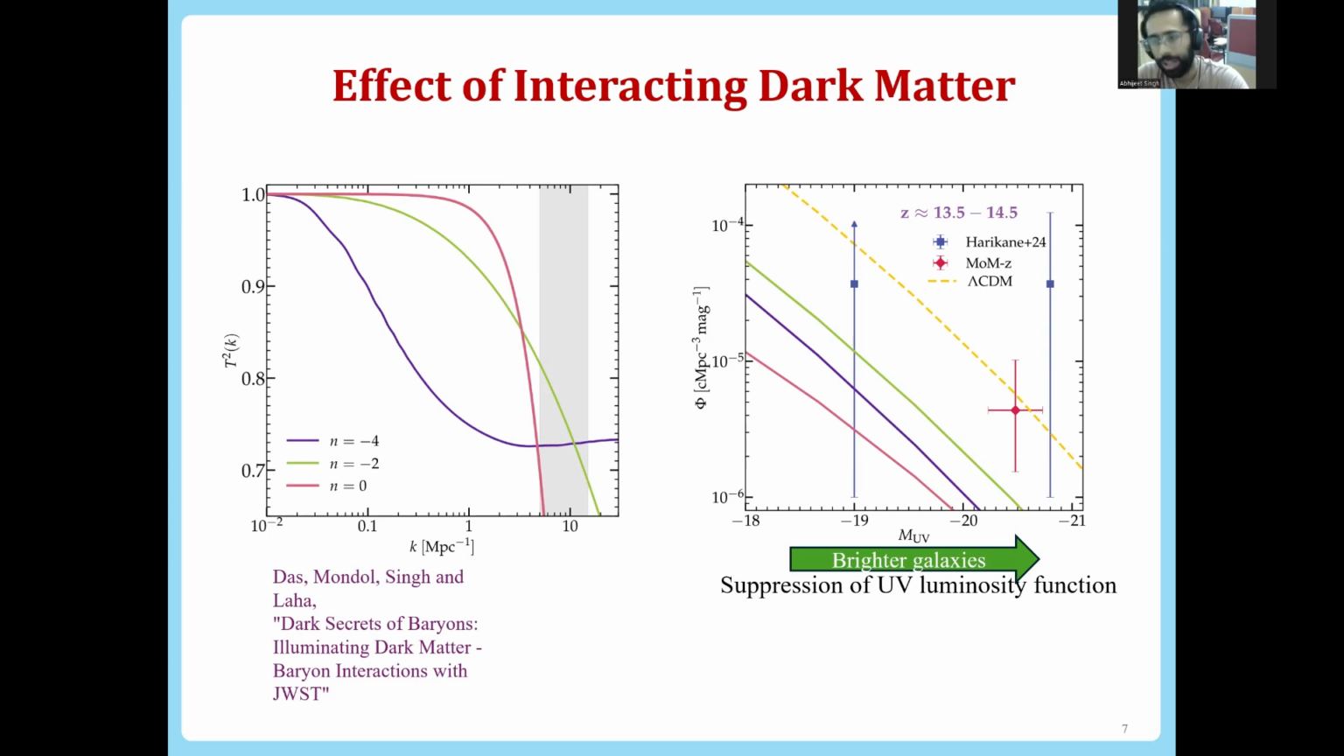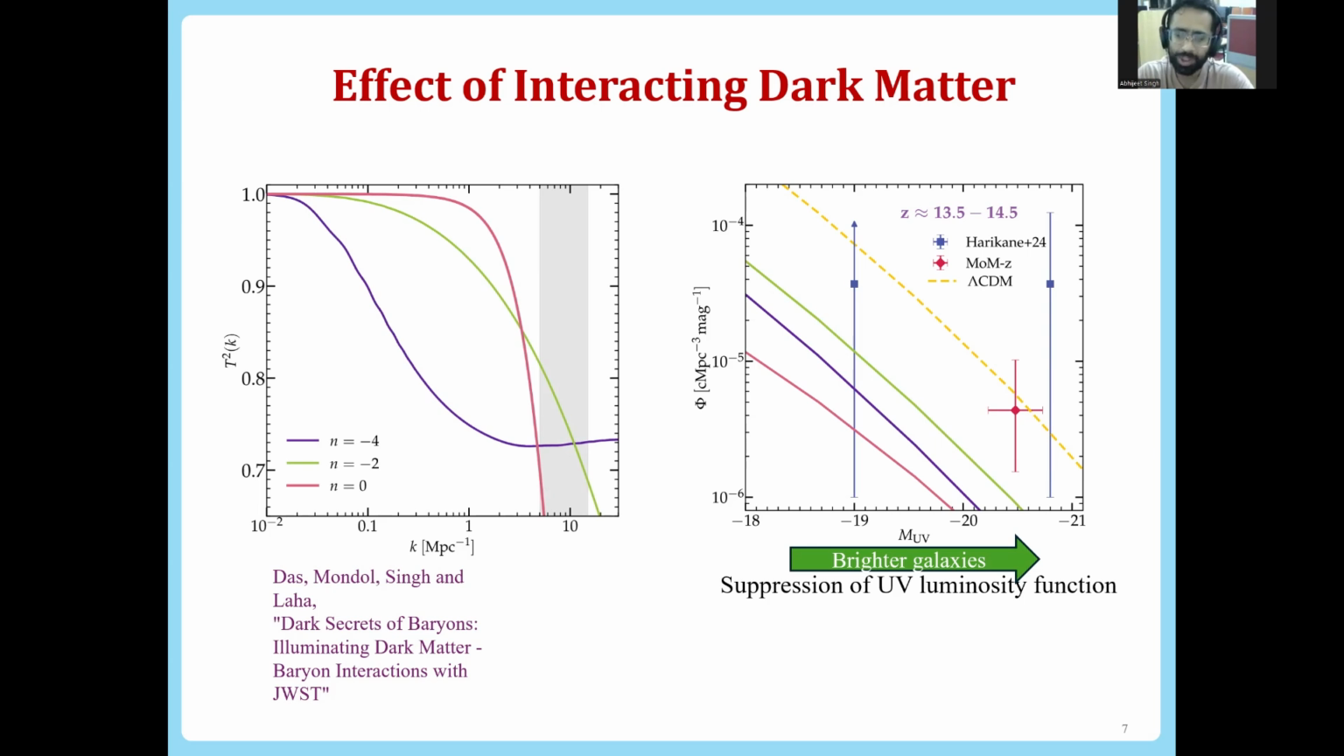However, if you introduce interactions, the UV luminosity functions start to go to lower and lower values as seen in this image. We also note that the UV luminosity function plotted for the case of no interactions is consistent with the data, but the functions for the cases when there is interaction are not consistent with the data, and hence these interactions can be ruled out.